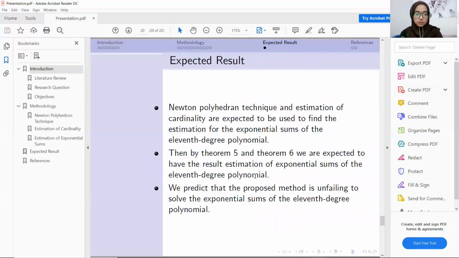Next, expected results. There are three expected results that I propose. The Newton polyhedron technique and estimation of cardinality are expected to be used to find the estimation for the exponential sums of the 11th-degree polynomial. Then, by theorem 5 and theorem 6, we are expected to have the result estimation of exponential sums of the 11th-degree polynomial. And lastly, we predict that the proposed method is not failing to solve the exponential sums of the 11th-degree polynomial.